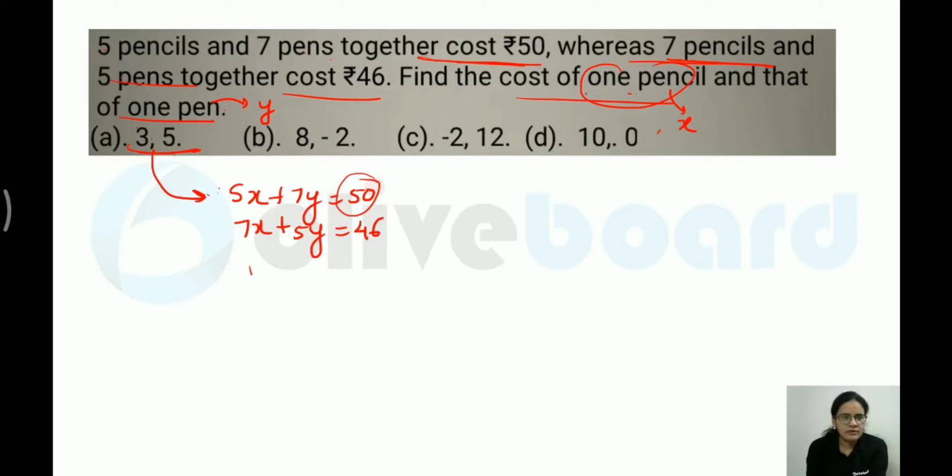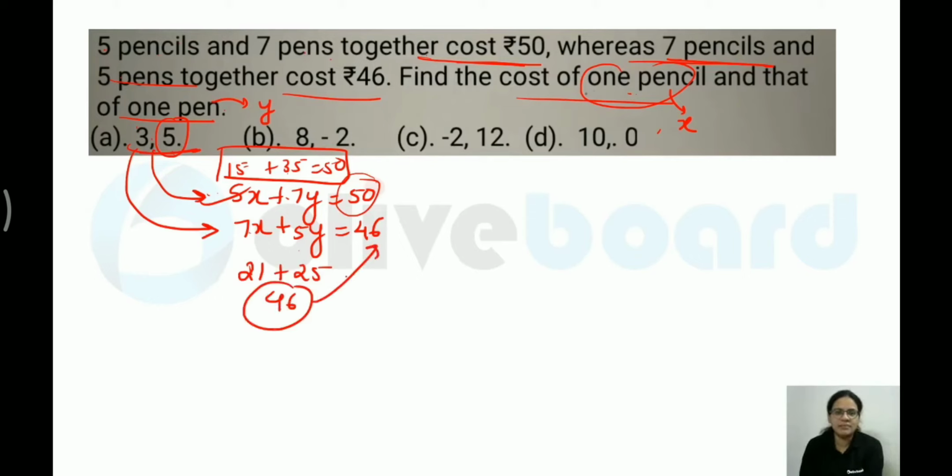What will you get? 5 3s are 15. 7 into 5, 35. Can you check? You are getting 50 over here. Now the first equation is satisfied. Let me substitute it in the second equation. What will you get? 7 3s are 21. 5 5s are 25. If you add both of these values, that is 46, which is your right hand side part. Are you getting it? So just by substitution also you can solve the equation. 3 comma 5 would be the solution over here.